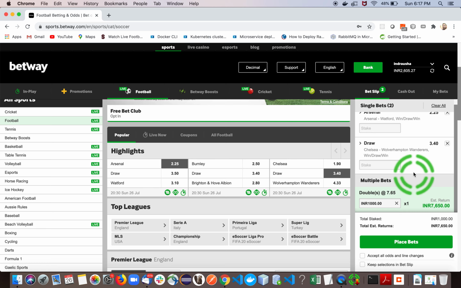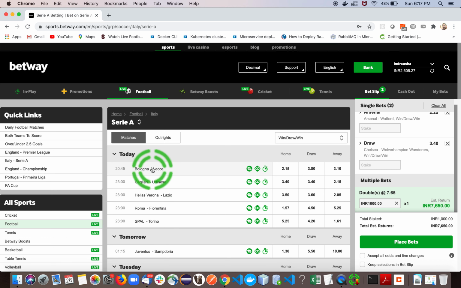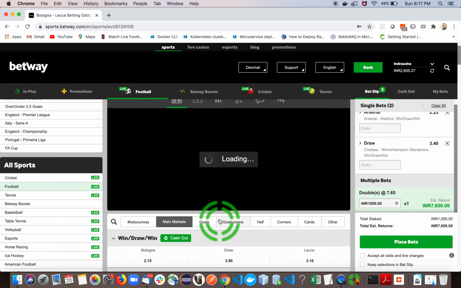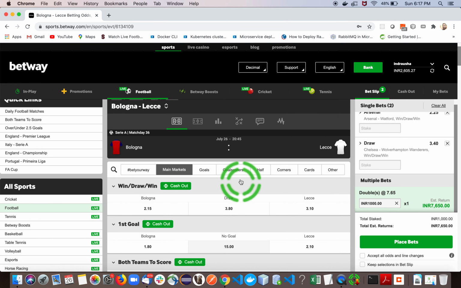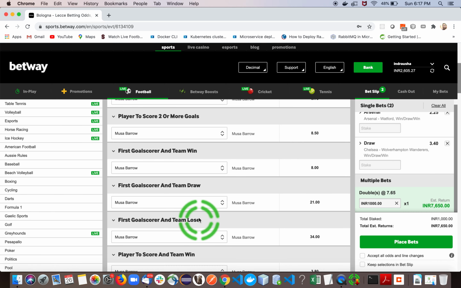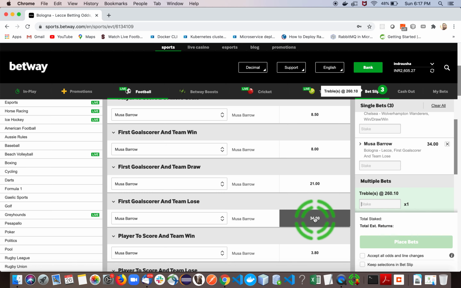Now, what is a treble? From the name you can understand that a treble means you need to have one more selection. This must be a different event. So maybe we go to a Serie A match. Here, suppose we want to bet on this match. There are many markets. Suppose in the goal scorer section I want to bet. There is first goal scorer, Musa Barrow. So you want to put it here.